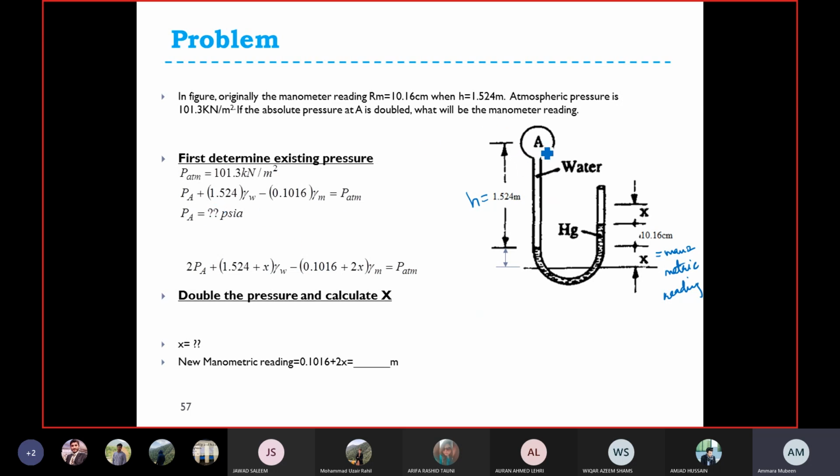To determine the pressure at point A, you need to write the manometric equation, and this is the manometric equation. Pressure at A plus this depth multiplied by the gamma of water, and then this U part is cancelled. From here to here depth is given, 10.16 centimeters. Convert it into meters by dividing by 100. 0.1016 multiplied by gamma m is the pressure due to this height.